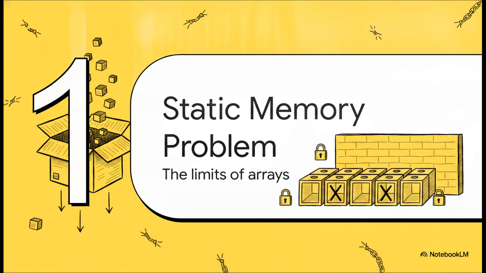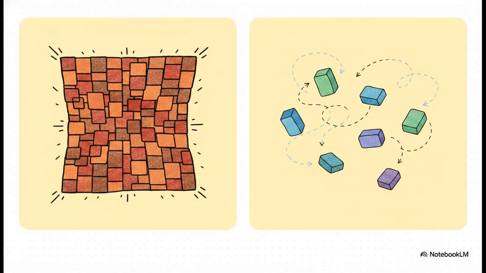All right, let's kick things off with Section 1, the static memory problem and the absolute limits of arrays. Notice the stark contrast here. On the left, static representation requires contiguous memory allocation. This is your traditional array. It's got a fixed, predefined size, which basically forces you to guess exactly how much memory you might need before you even run the program. If you guess too low, your program crashes. Guess too high, you're just wasting precious memory. It offers incredibly limited flexibility.